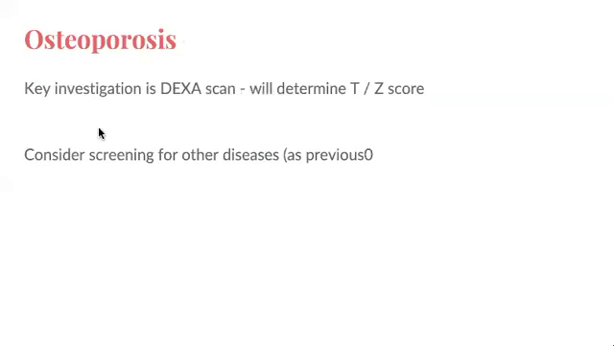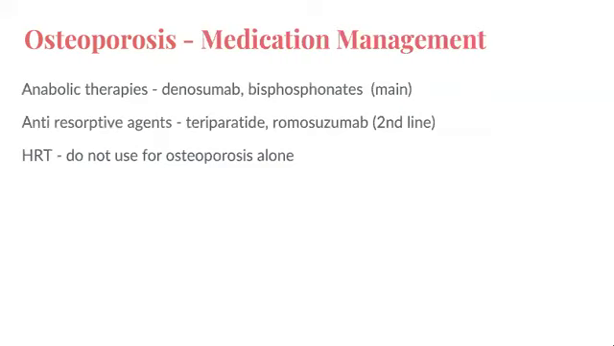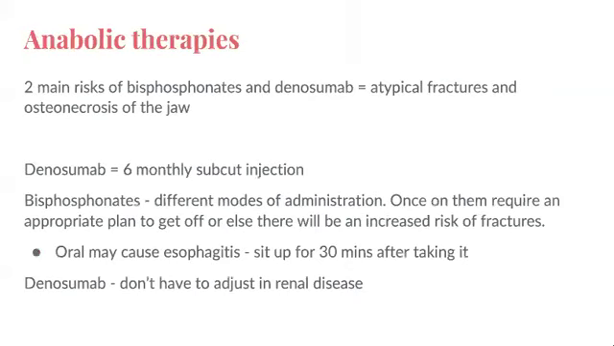And so the key investigations really is just that DEXA scan and then screening for those diseases that I mentioned previously. For medication, you have anabolic therapies, anti-resorptive therapies, and hormone replacement therapy. However, hormone replacement therapy is something that is not indicated for osteoporosis alone. It's something that's used more in the management of menopause, which is not part of the E3 matrix, and so we won't discuss it any further. The anti-resorptive agents, you use those when the anabolic agents don't work. And the anabolic agents are the main ones. We'll cover those just now.